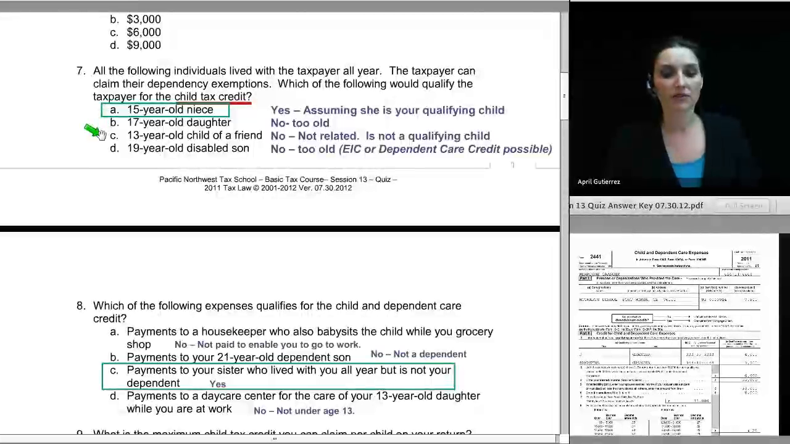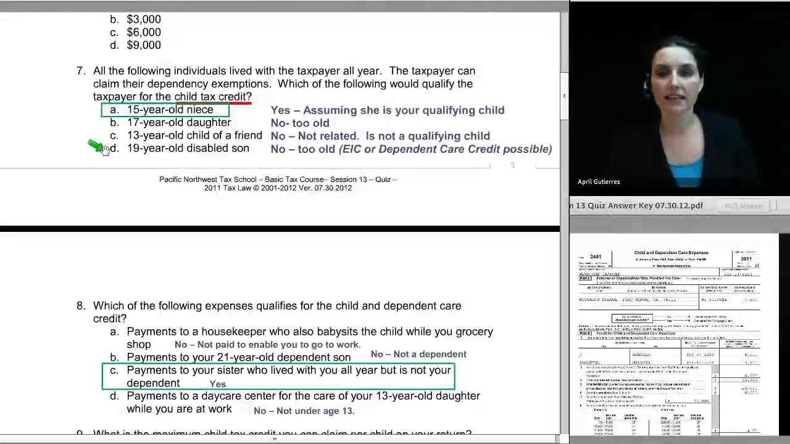C, 13-year-old child of a friend. No, this person is not related. It's possible they could be a qualifying relative, but they would not be a qualifying child. And in order to qualify for the child tax credit, the child being claimed must be a qualifying child.